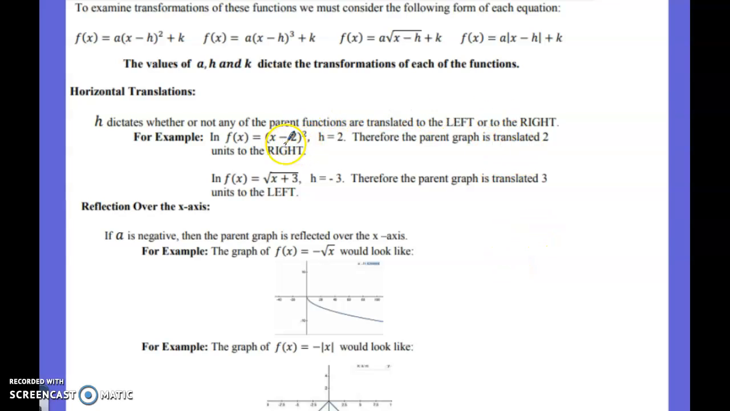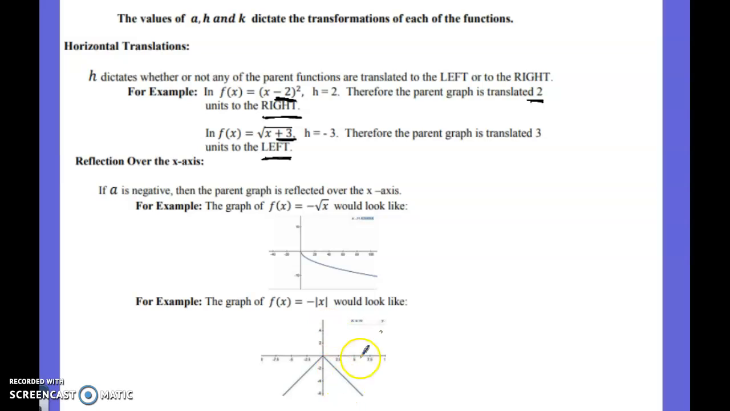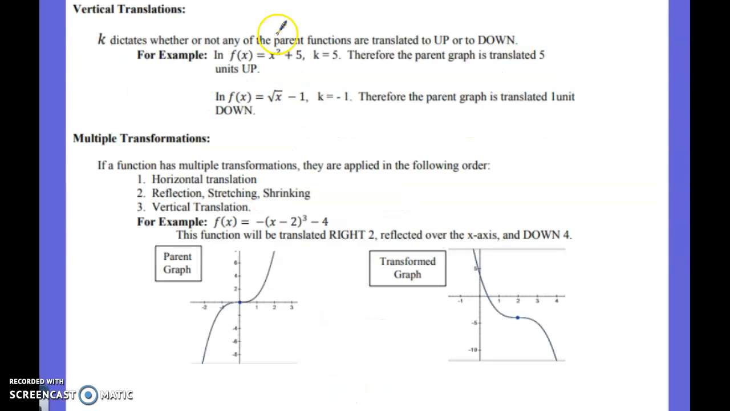I'm just going to highlight some of the things. Remember, when you subtract inside with the x, it is right that many units. When you add inside, you can see the square root, that's what I mean by inside, it is left. Negatives flip it upside down. There's a few examples of these. A few more examples of adding on the outside, not with the x, but on the outside of it. It shifts up. Subtracting on the outside shifts it down.